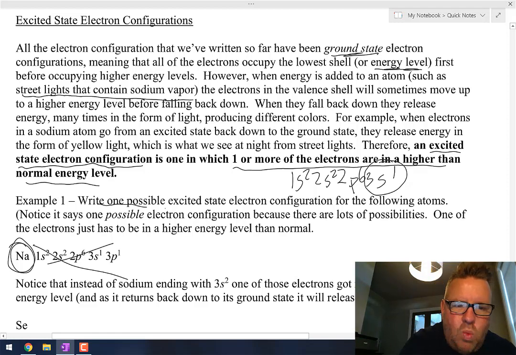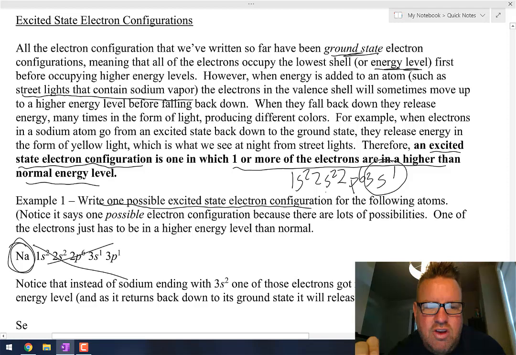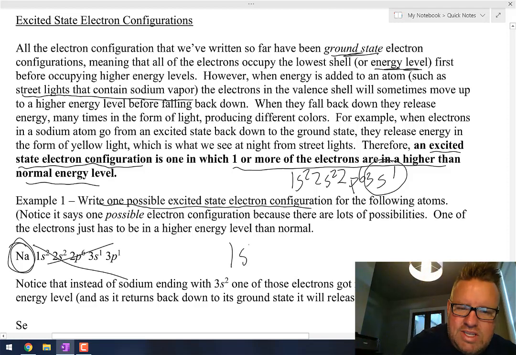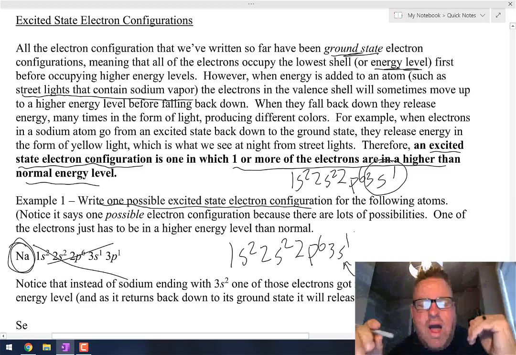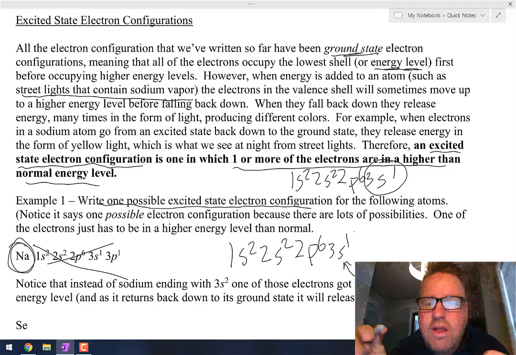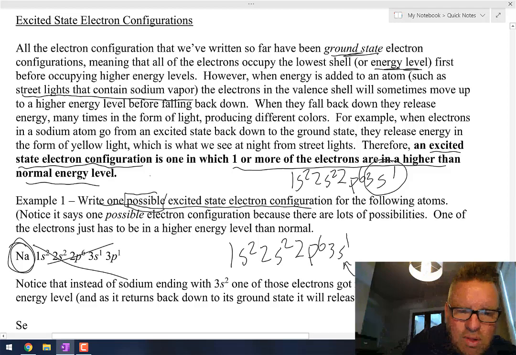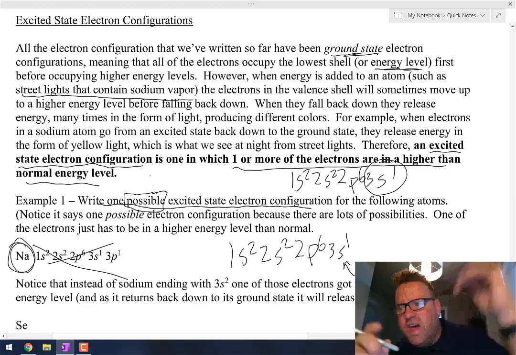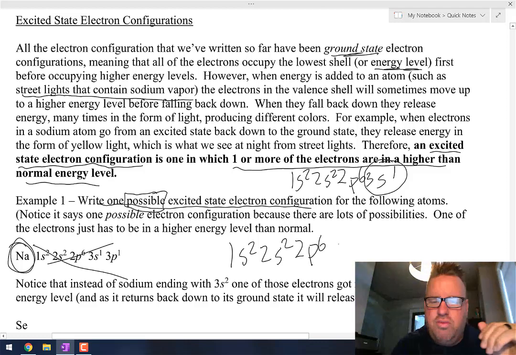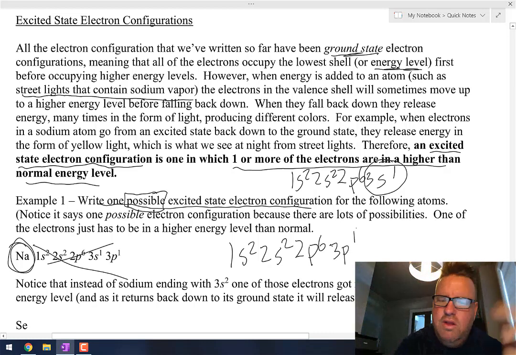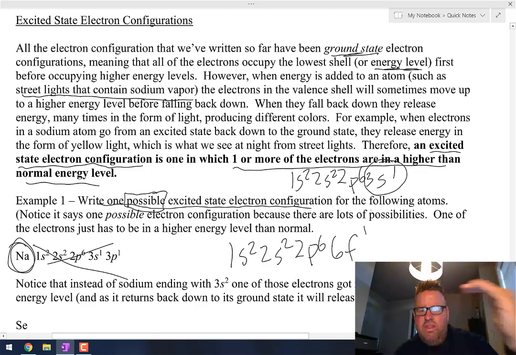So if we're asked to write one possible excited state electron configuration for sodium, instead of 1s2, 2s2, 2p6, 3s1, we're just going to take that electron and move it to a higher energy level. It doesn't matter which one, which is why it says one possible excited state. So instead of 3s1, just something higher than 3s. Could it be 3p? Sure, 3p1 would be fine. Could it be 6f1? Sure, anything higher than 3s.